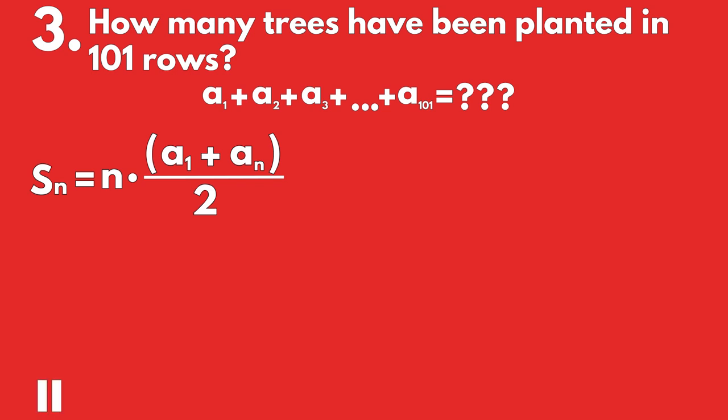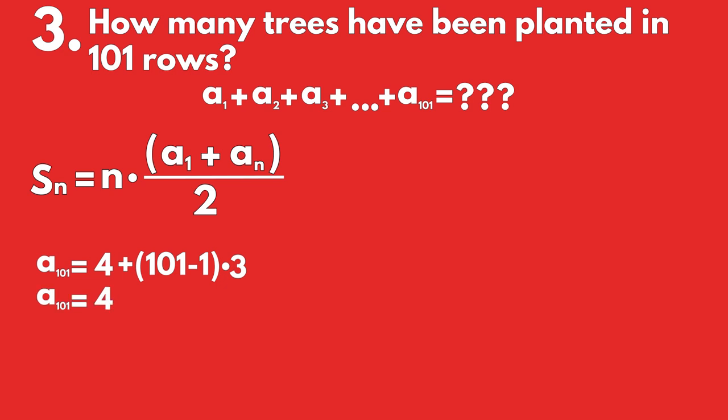We suggest that you pause this video now to think about the next step in solving this problem. We think you might have guessed it. First, we have to calculate the number of firs in row 101. This is very simple now. A101 equals 4 plus (101 minus 1) times 3 equals 4 plus 100 times 3 equals 304. Now that we know the last term in the string, it's very simple to answer our question. Pause the video again now to work out the answer.